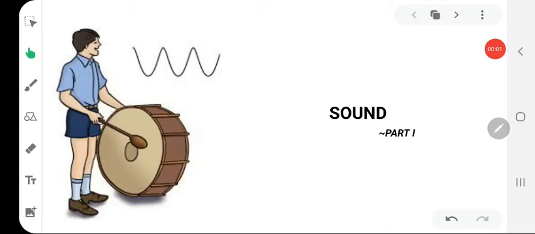Good morning, students. Today we shall begin a new chapter in physics. The name of the chapter is Sound. Today shall be the first part from this chapter.